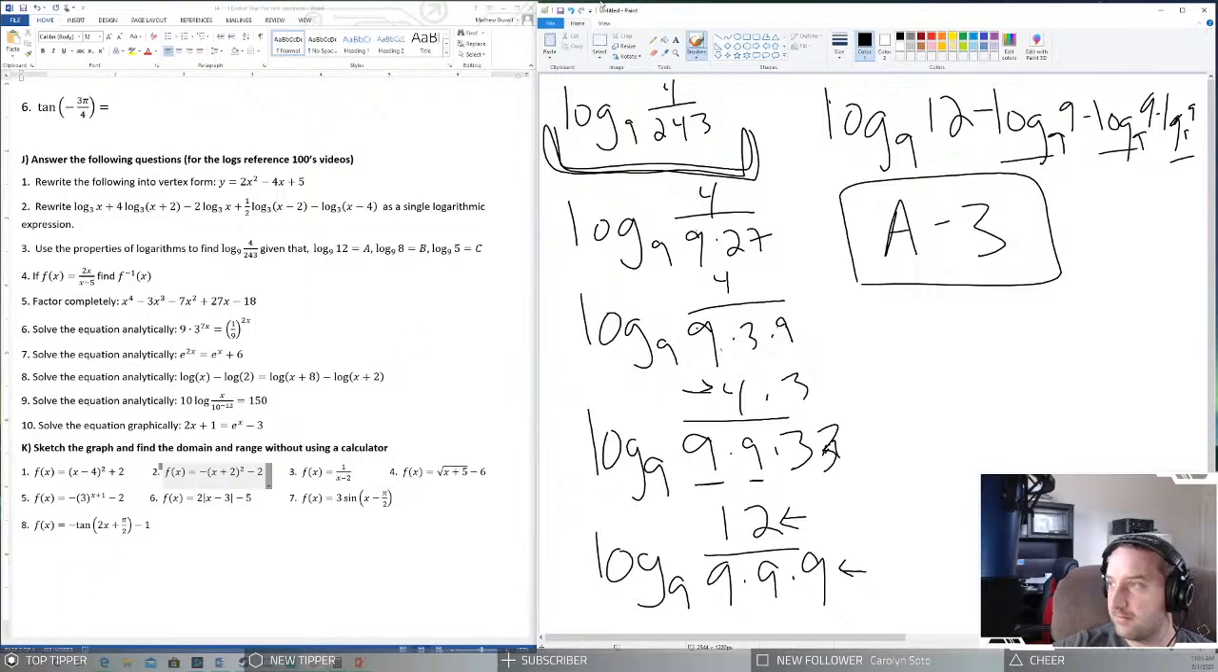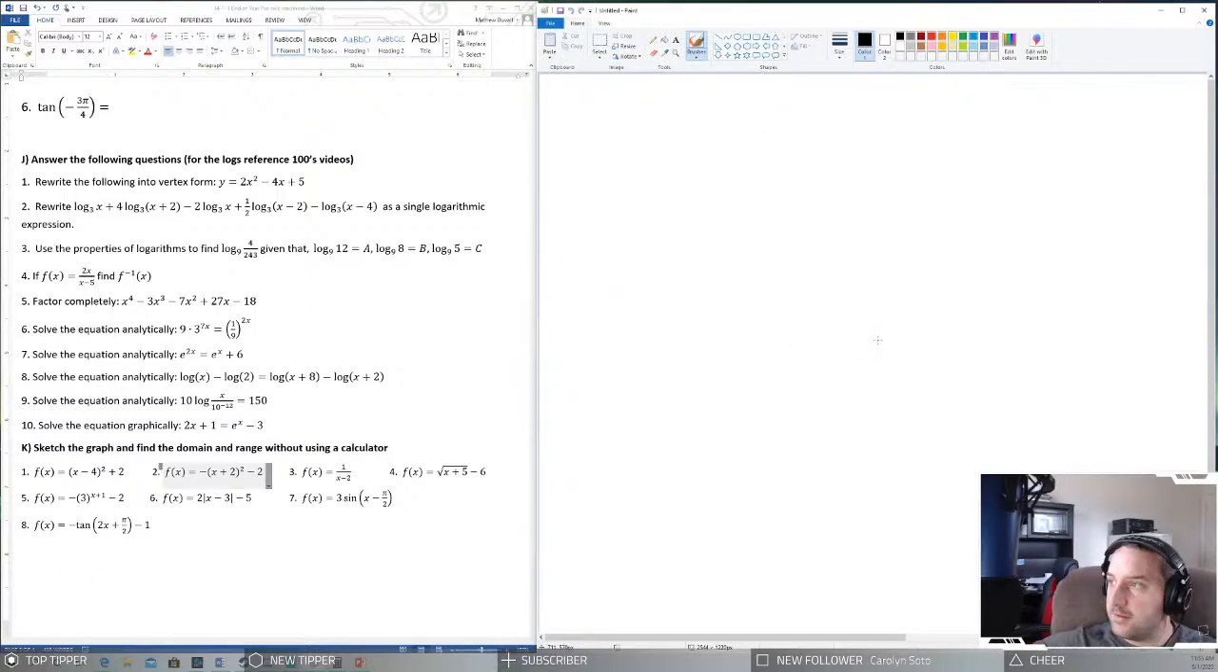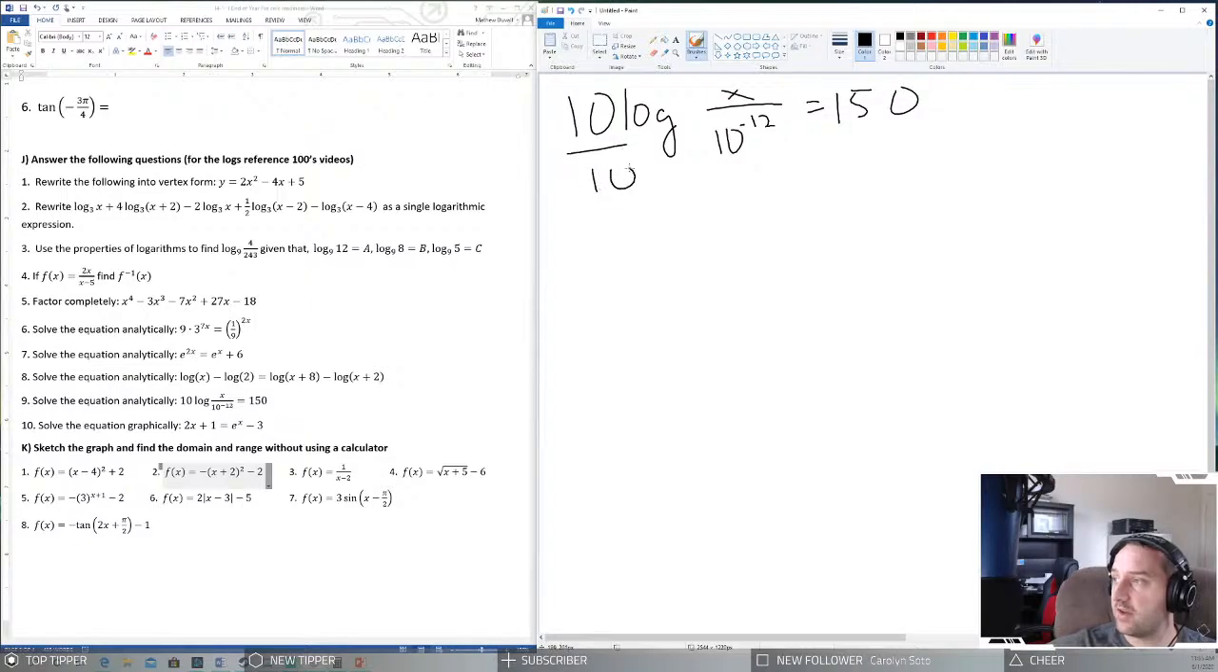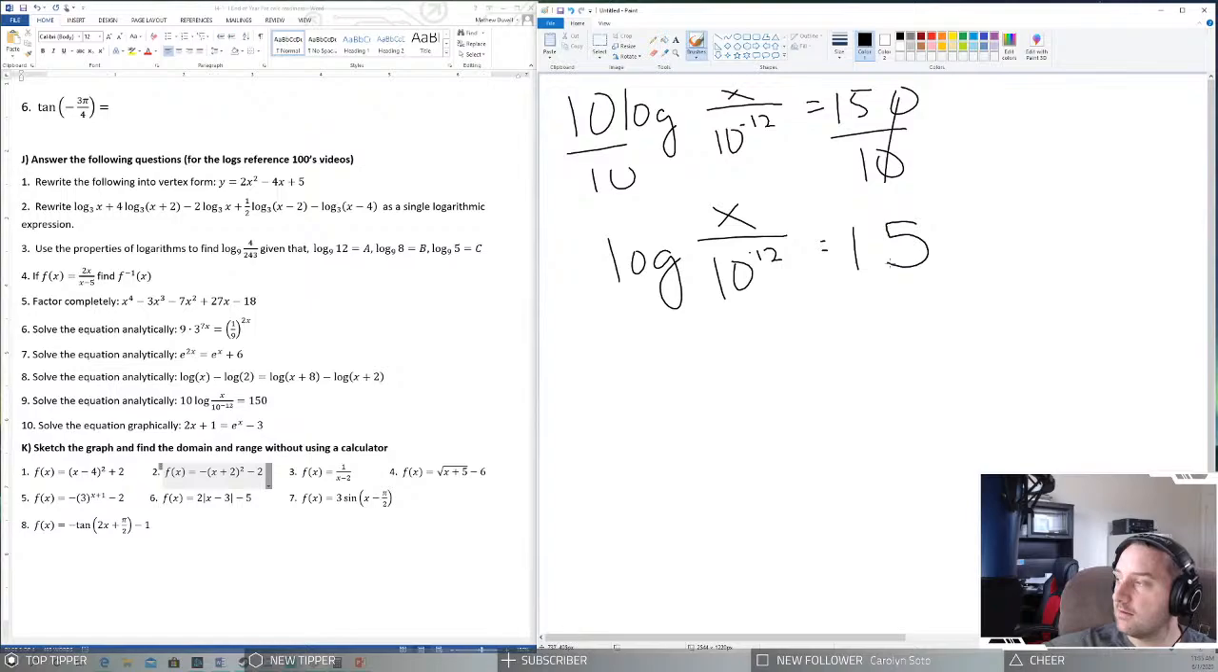Number 9. So I get 10 log of x over 10 to the negative 12, and this is going to equal 150. So I want to solve for x. The first thing I can do is divide by 10. We want to isolate the log, because that's the only way I'd be able to get rid of the log. And so that's 15.